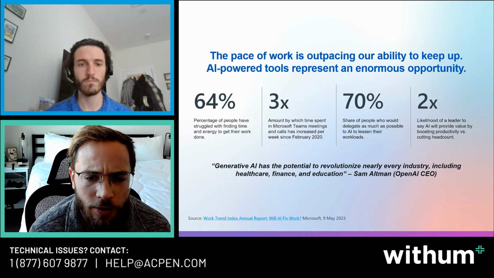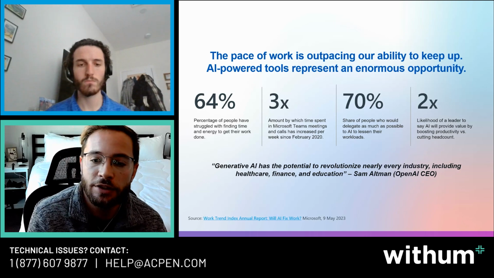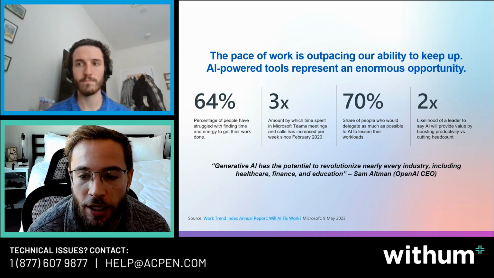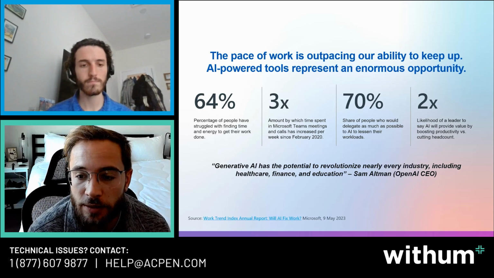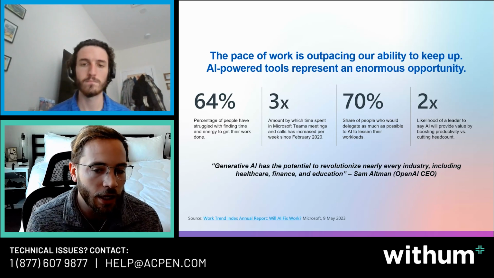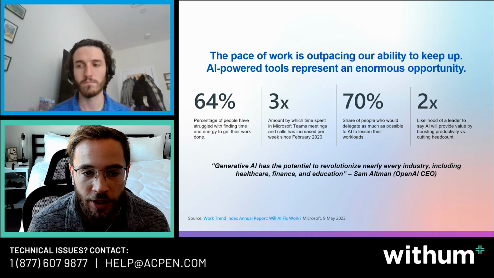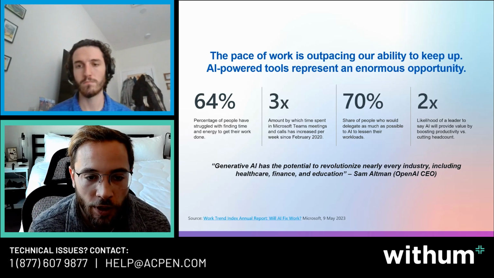And 3 times the amount of time spent on Microsoft Teams meetings and calls has increased per week since February 2020, sorry. And then 70% share of people would delegate as much as possible to AI to lessen their workloads. And 2 times the likelihood of a leader to say I will provide value by boosting productivity versus cutting headcount. They'd rather bring in AI, right, instead of just cutting down people, because AI will actually improve your work, be able to do more work in less time.